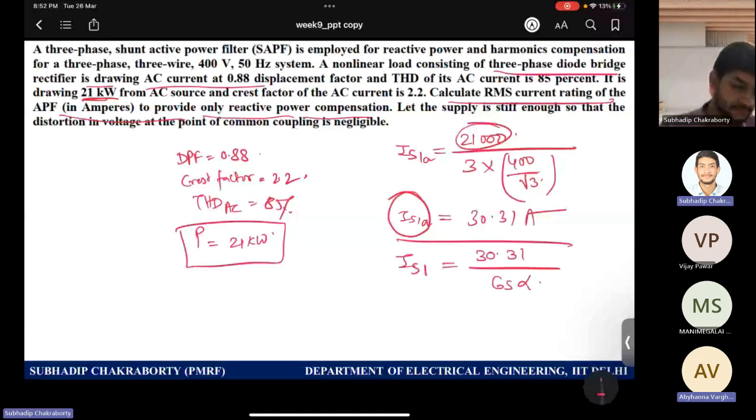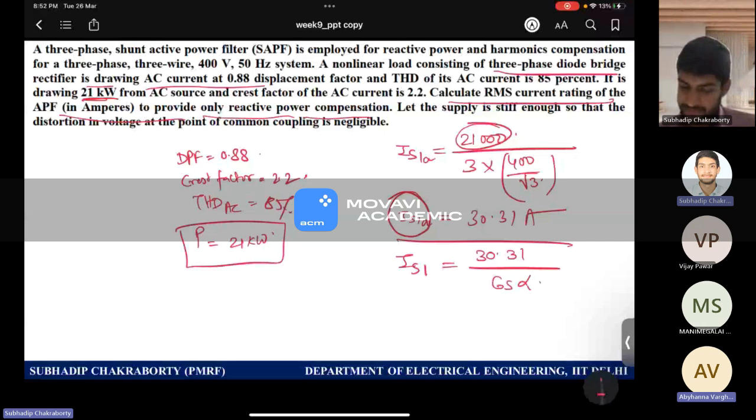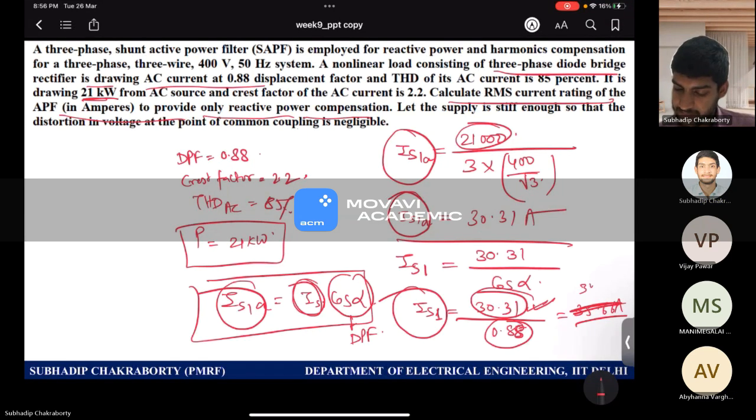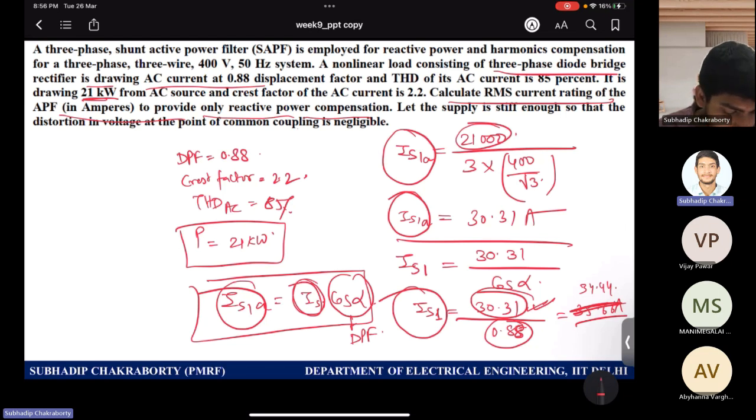So how did you get 0.85? 0.88, sorry. Yes, sir. So this is IS1. Why do we try to determine IS1? Because I want to determine the filter current, right? Because the filter is to provide only reactive compensation.